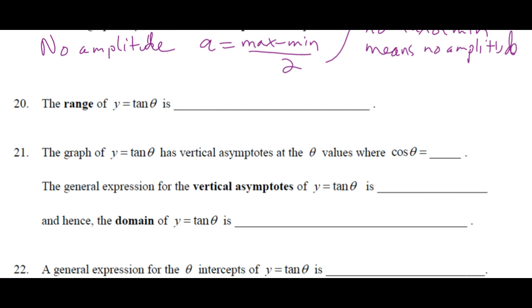The range, what's the range? Y belongs to the reals, or you could go R colon and then negative infinity comma positive infinity. So the range is going to cover all y values. The graph has vertical asymptotes where cos theta is, remember cos theta is x, and x is 0. But cos theta is equal to what?